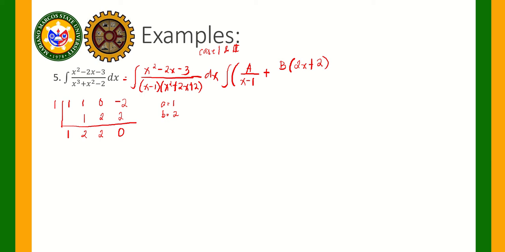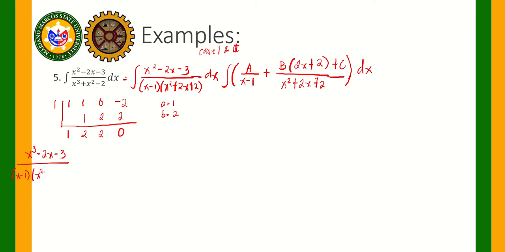So, this is equal to 2ax plus b all over our irreducible quadratic equation natin, that will be equal to x squared plus 2x plus 2. And then, meron pa tayong nakalimutan sa taas. Si plus C. And then, dx. Okay, so from there, we can now proceed to methods of partial fractions.